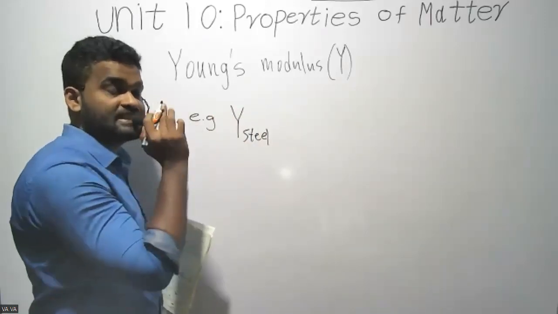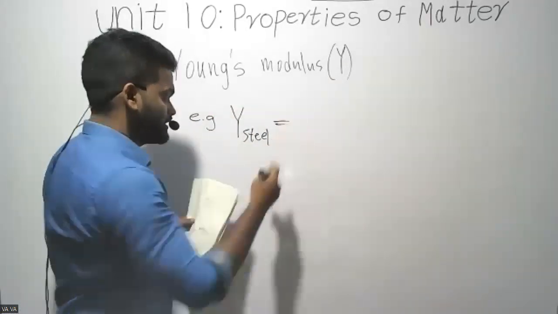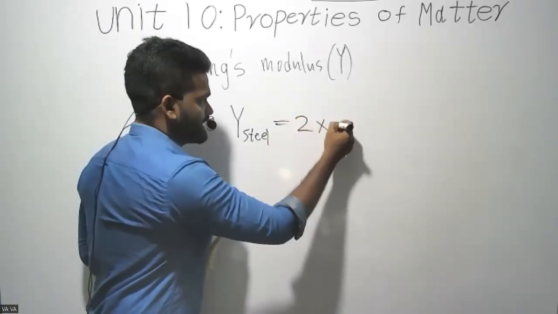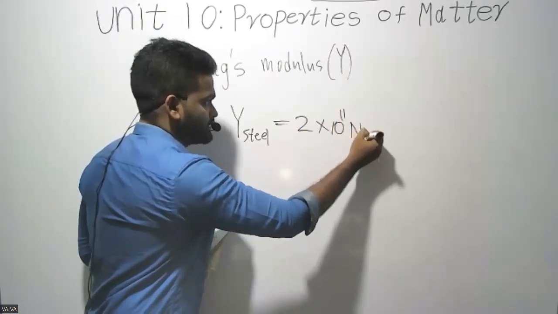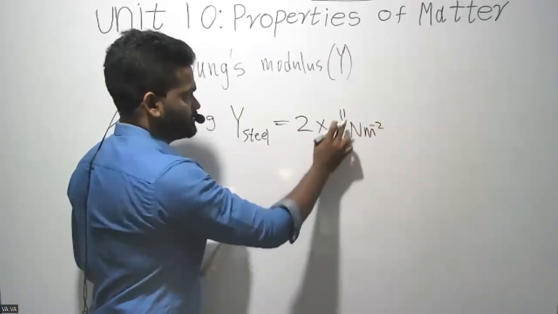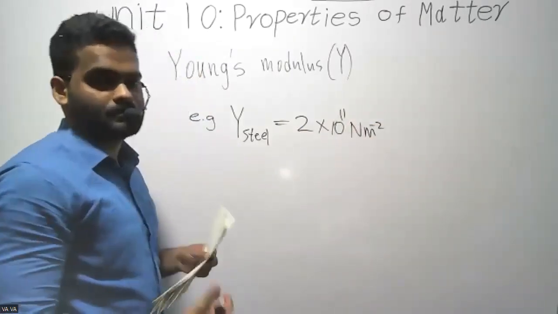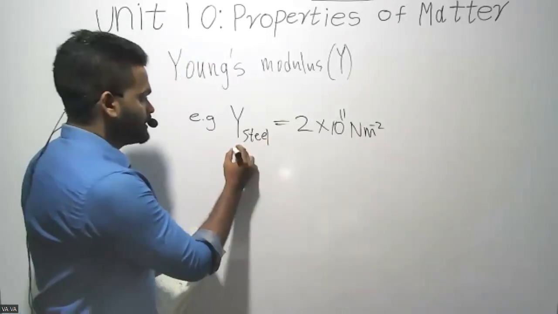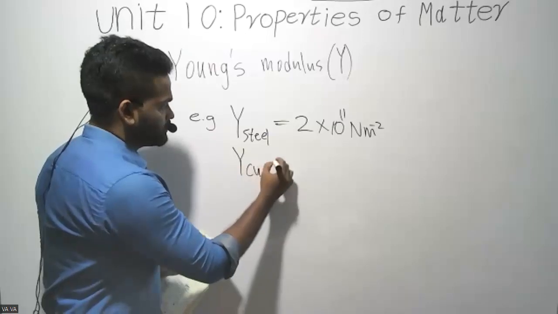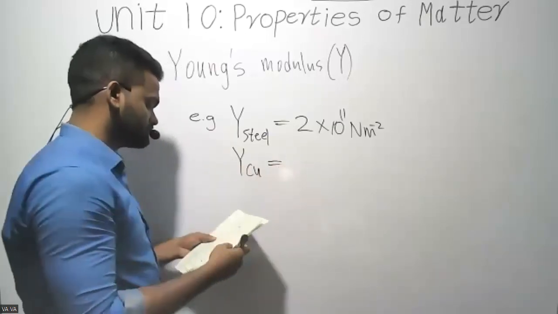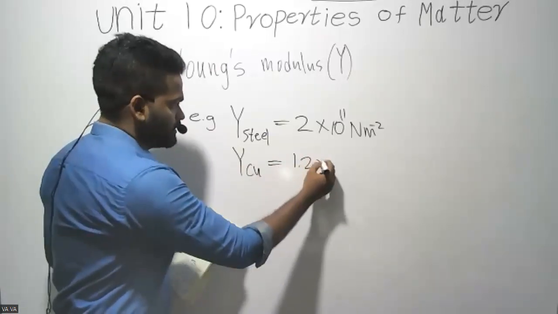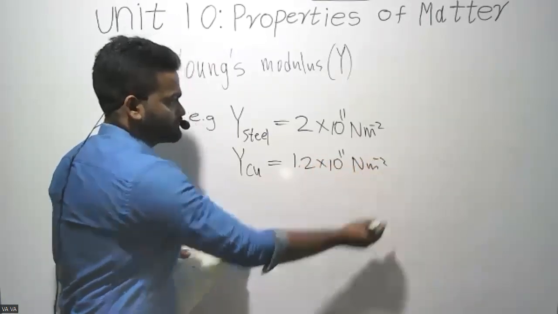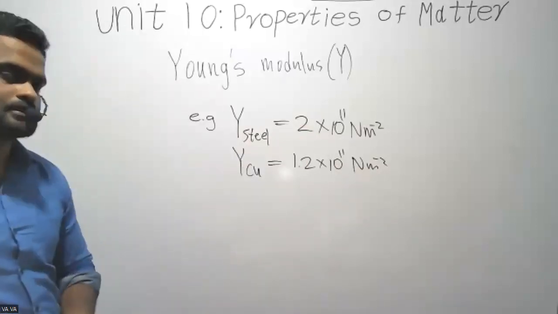Steel. So this is Young's modulus of steel. You don't have to remember these values, right? I'm giving you this just as examples. Take this down. 2 times 10 to the power 11 newtons per square meter. Young's modulus of steel. Then Young's modulus of copper, 1.2 times 10 to the power 11 newtons per square meter. So these are large values, right?